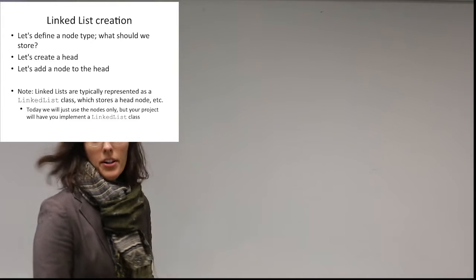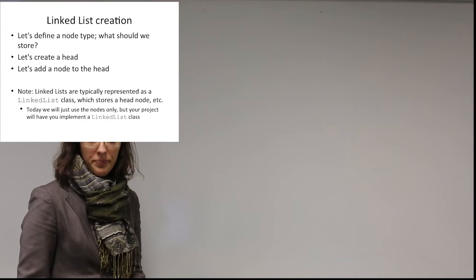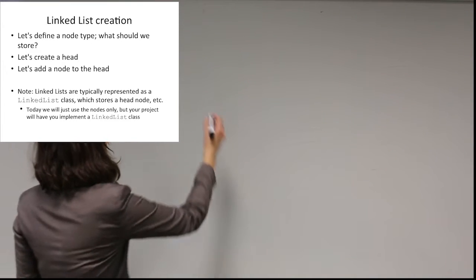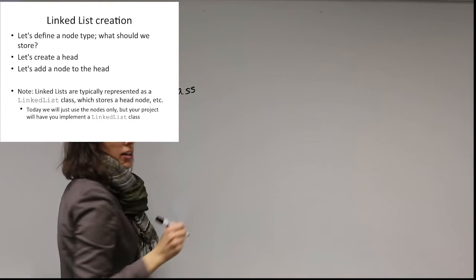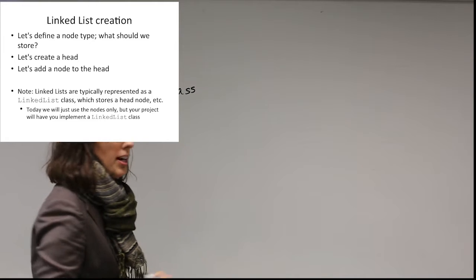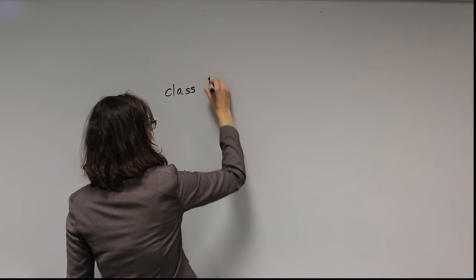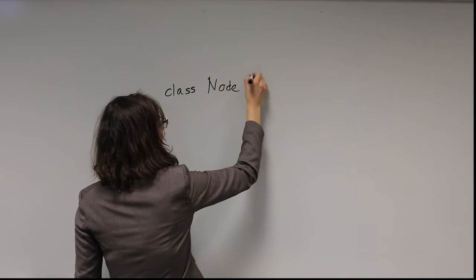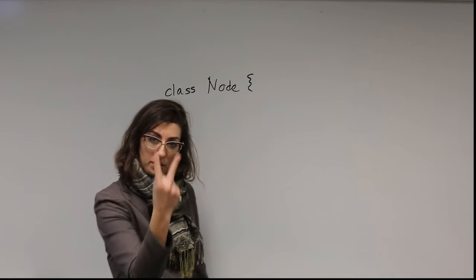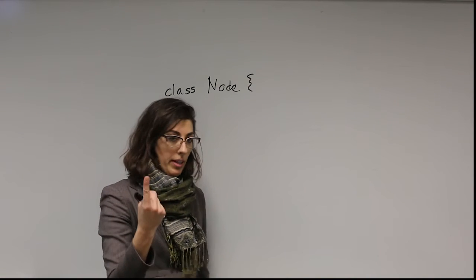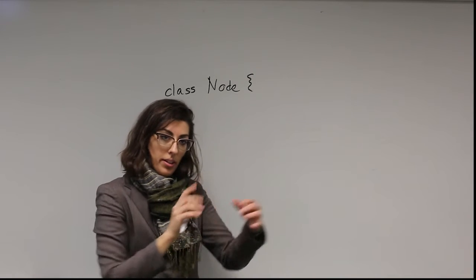Okay. Starting with linked list creation, let's define a node type. Again, I'm doing pseudocode on the board. If you want to follow along and get a head start, feel free to code this up in Java. That's what the first set of exercises are in. So what did I say earlier that we wanted to store? I said two things. Can anyone name one of the things we want to store in this node in the linked list?